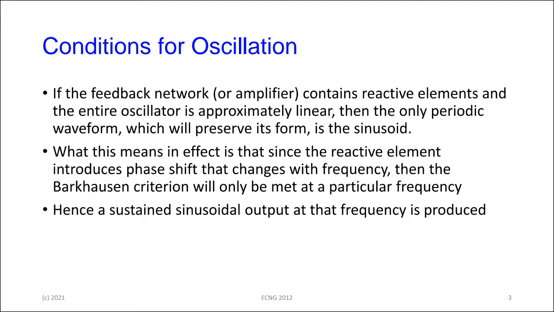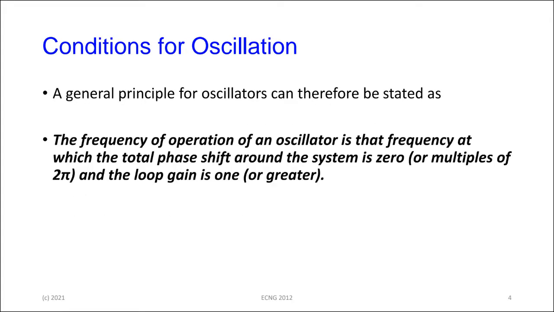The phase shift usually is a frequency dependent function, so it's only at a particular frequency that we're going to get the 2 pi phase shift occurring, and that is where we get the sinusoid behavior. So just in bold here, the summary of everything. The general principle for oscillators is that the frequency of oscillation is that frequency at which the total phase shift around the system is 0 or multiples of 2 pi, and the loop gain is equal to 1, or maybe a little bit greater. Usually we have to do that, and this, of course, is the Barkhausen criterion.